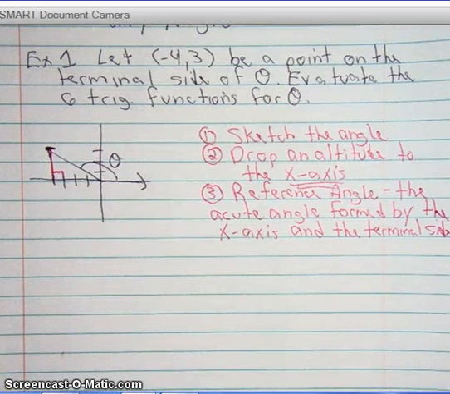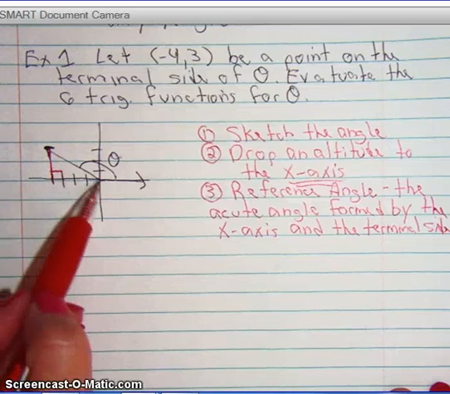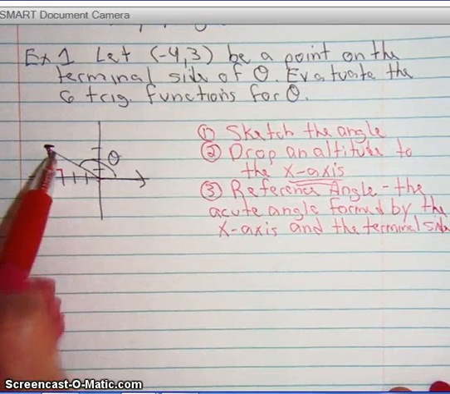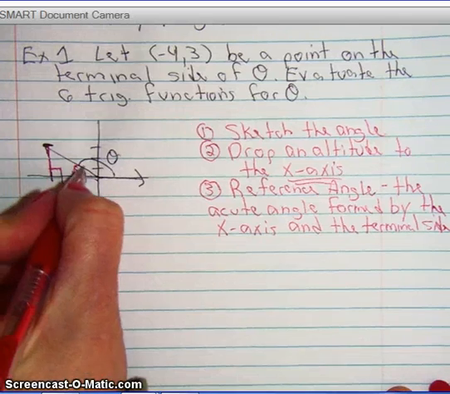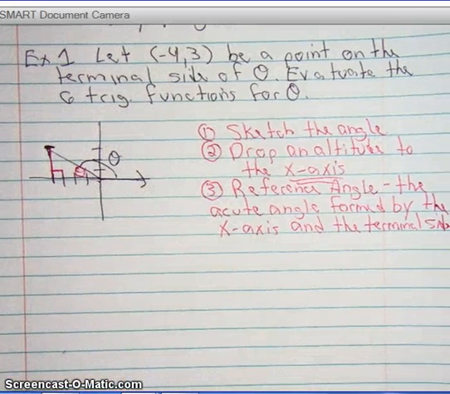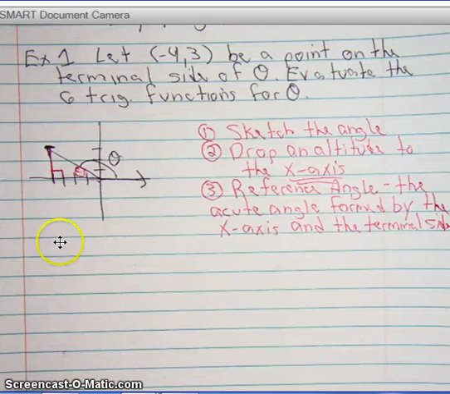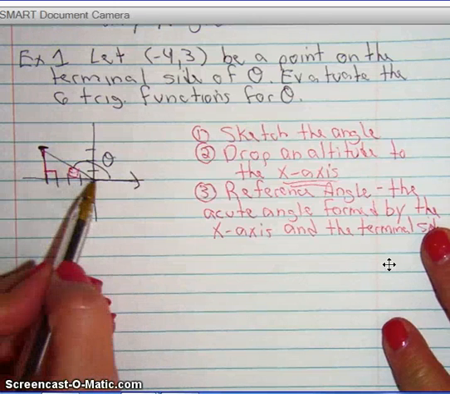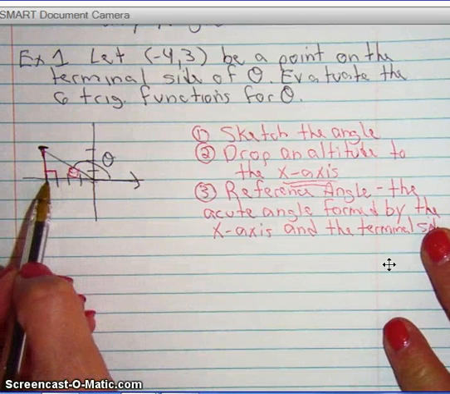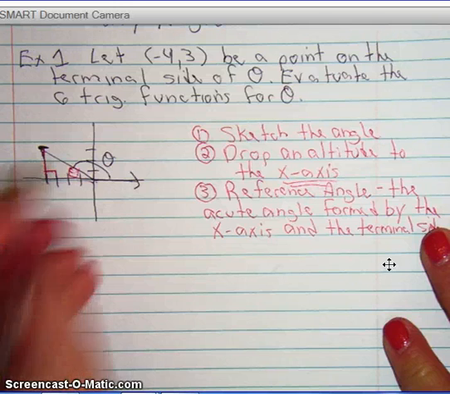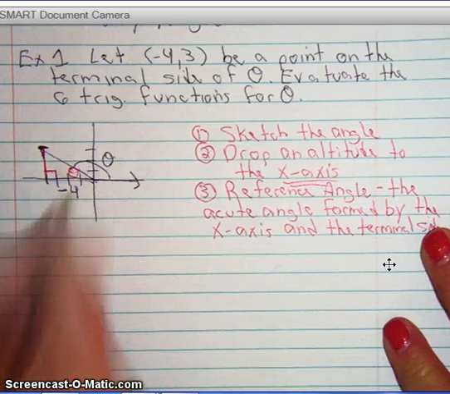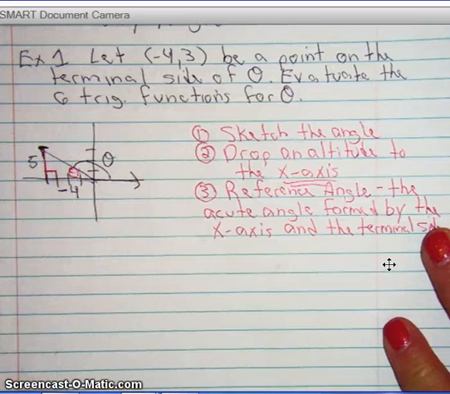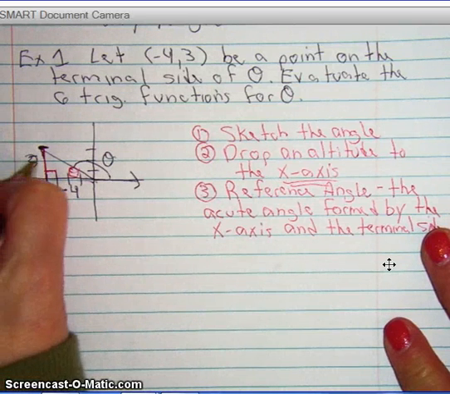So the reference angle formed by the x-axis and the terminal side, that's our new theta. We're going to put that inside the triangle. That's the reference angle, so that's actually the angle that we're going to be evaluating the 6 trig functions from. Okay? All right. So we know from here to here we went -4 and then we went up 3. So we'll put in our -4. We'll put in our up 3.